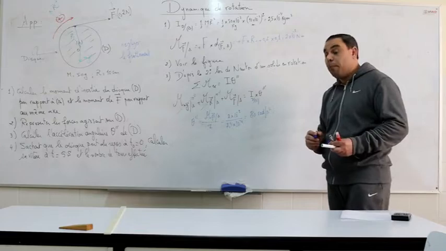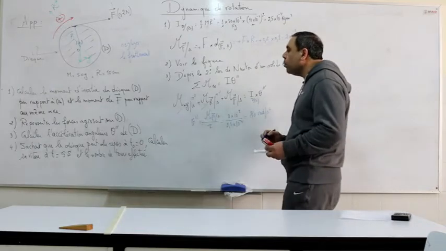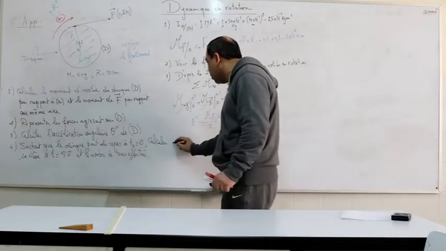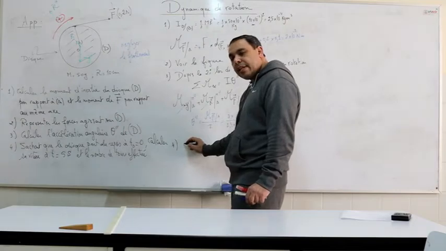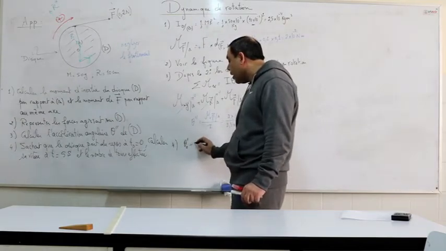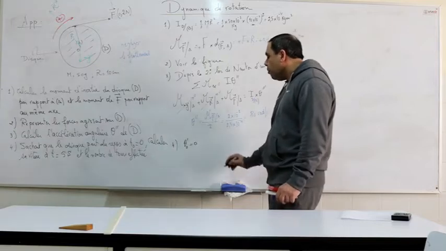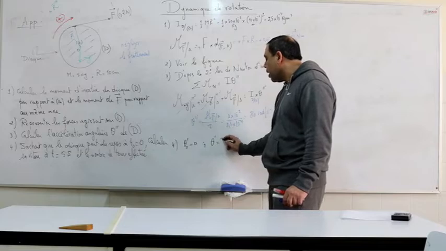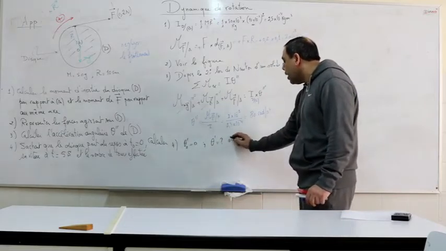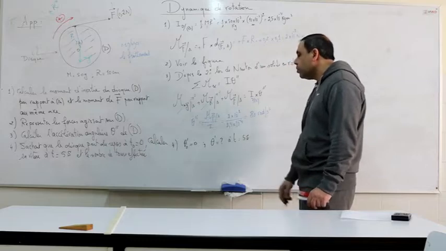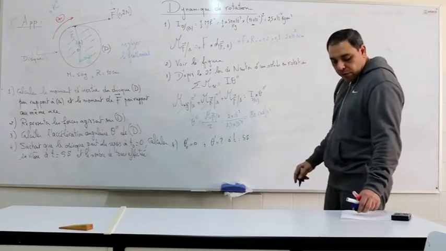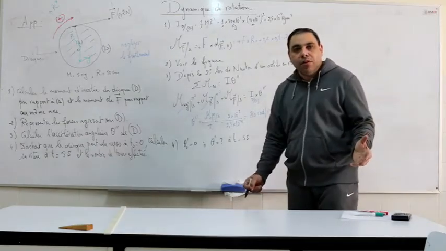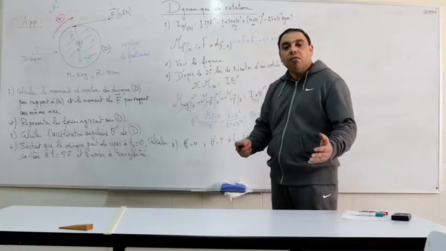Now the fourth part of the question tells us that the disk starts from rest at t0 equals 0. So the initial speed, which is theta prime 0, is 0. We have to determine the angular speed theta prime at t equals 5 seconds. So we have to look for a relation between the angular speed theta prime and the time t. So where can we get this relation from?